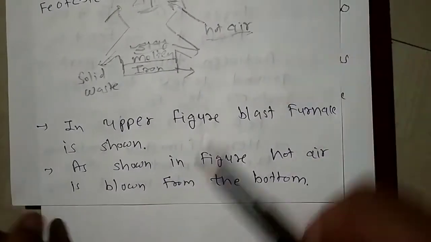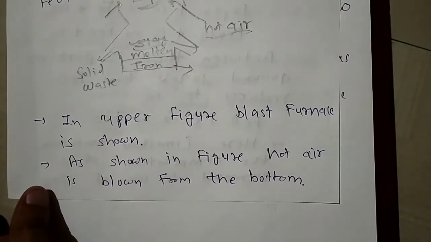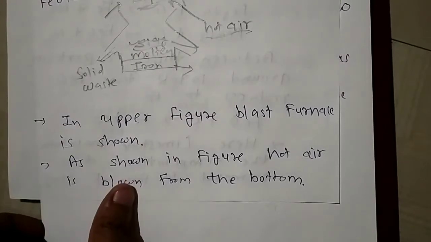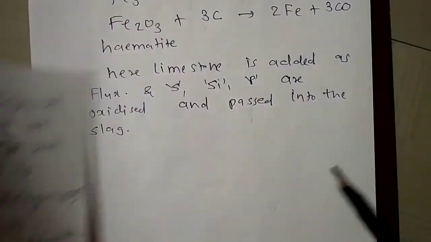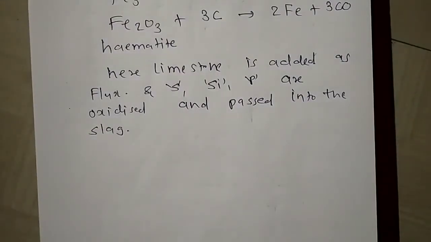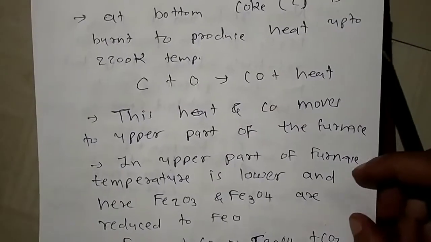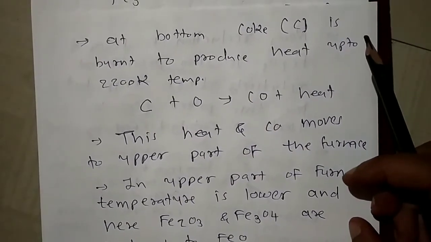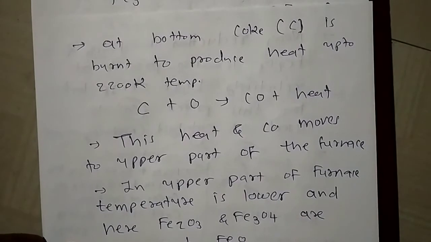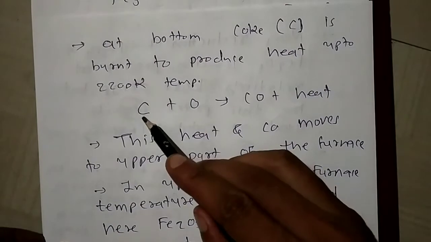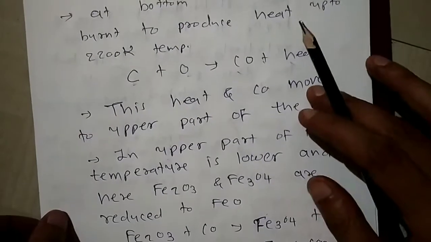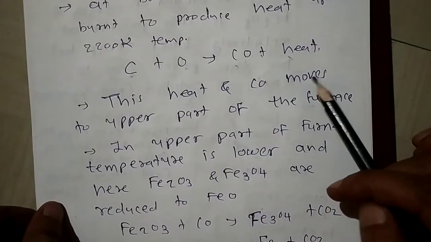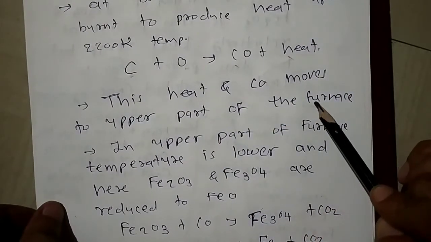You can see here in the figure, the blast furnace is shown. As shown in the figure, hot air is blown from the bottom. At the bottom, coke is burned to produce heat up to 2200 Kelvin temperature. The reaction is: carbon plus oxygen gives carbon monoxide plus heat. Now this heat and carbon monoxide move to the upper part of the furnace.